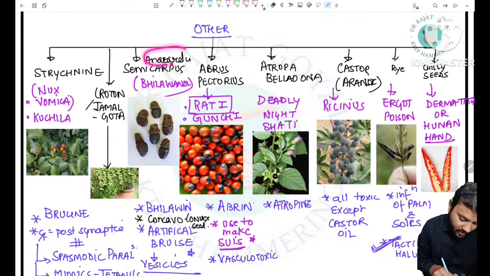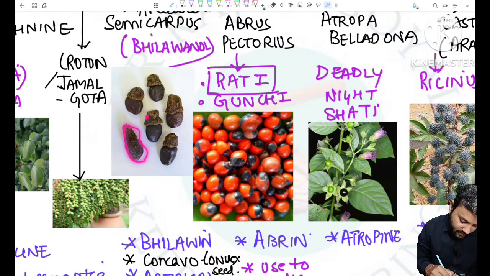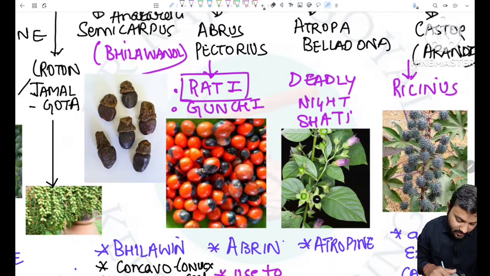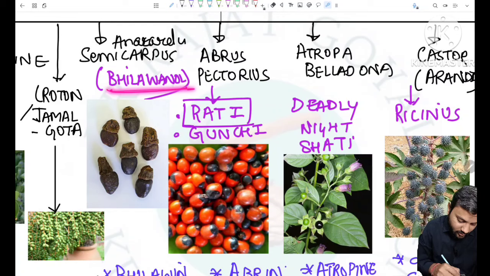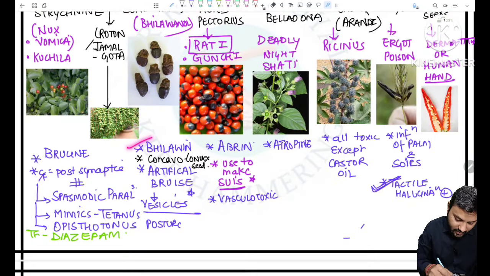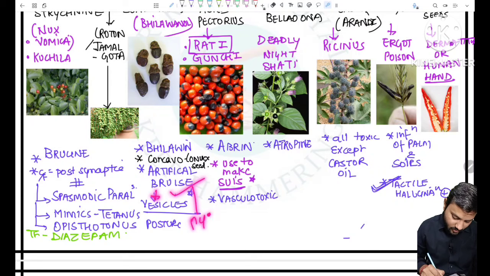So the next one is the Semecarpus anacardium, and in the image we can see that the seeds are black in color, and the shape is similar to a heart. It is called Semecarpus anacardium, and it is also called bhilawanol. The active principle is bhilawanol, and the seeds are concavo-convex. It is used for making artificial bruises, in which vesicles are a very important feature. It has been a question many times previously that it is used for making artificial bruises.